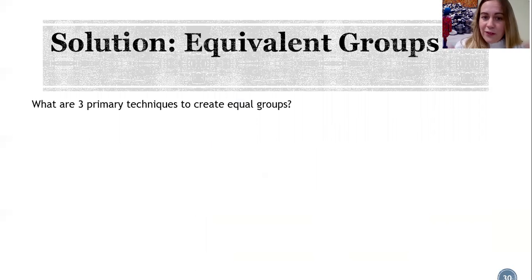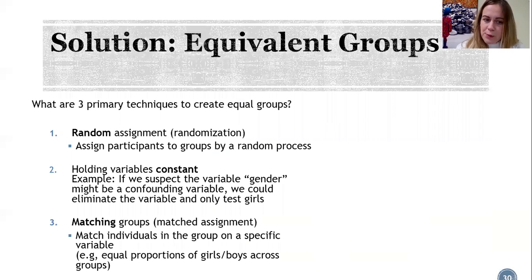So we've talked about this a lot. What are the three primary techniques to create equal groups? Well, here they are. And you're going to have to think about what's going to work best for your study if you do a between subjects design. So random assignment, again, is just relying on chance.